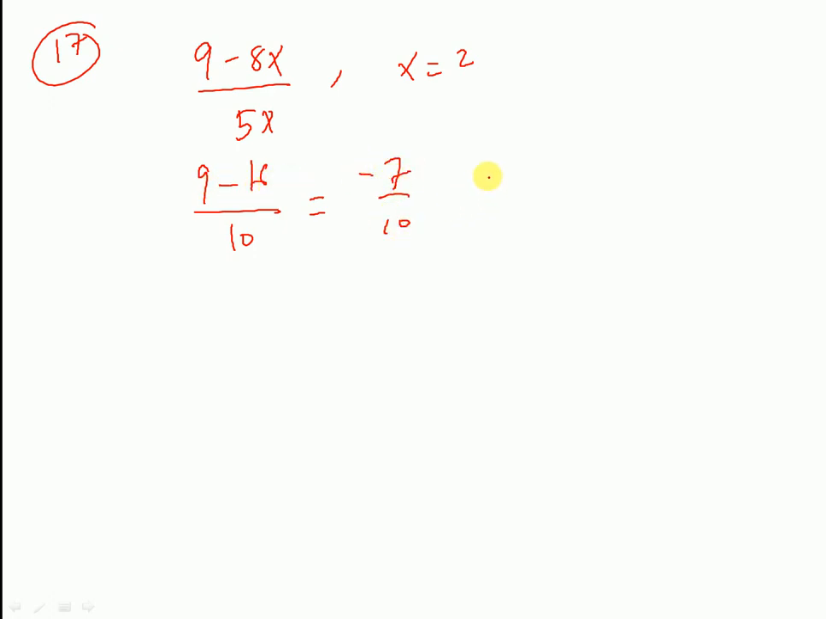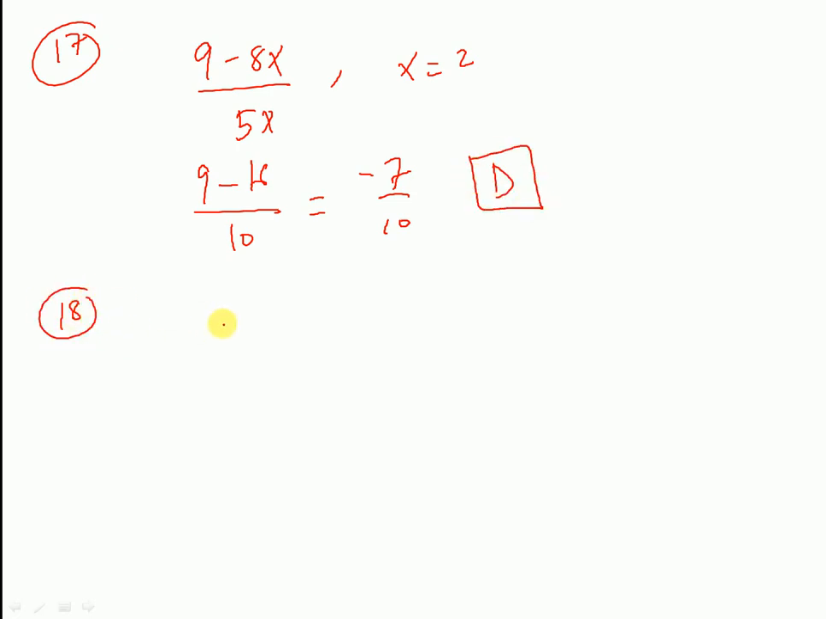Find the numerical value of the rational expression for the given value of x. So (9 minus 8x) over 5x, x equals 2. When I plug in x to be 2, I have 9 minus 8 times 2, that's 16, and 5 times 2 is 10. I simplify 9 minus 16, that should be minus 7 over 10, or D.